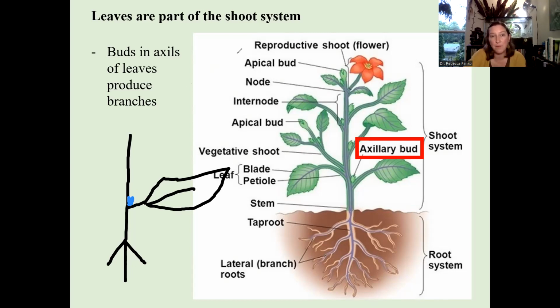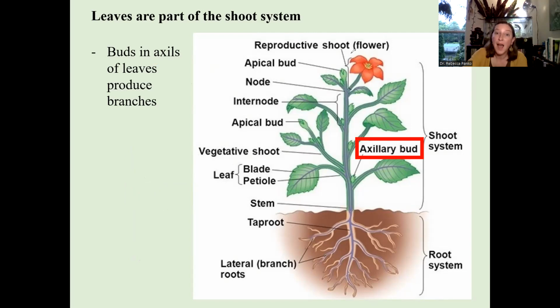Why do we call it that? Because the space between the stem and the leaf, this little space here, is called an axil. That's what the name of that space is called. And so hence the little bud occurs in that space and we call it an axillary bud, not auxiliary, axillary. But that's actually going to be where branches form. So eventually this bud will grow and become a stem.